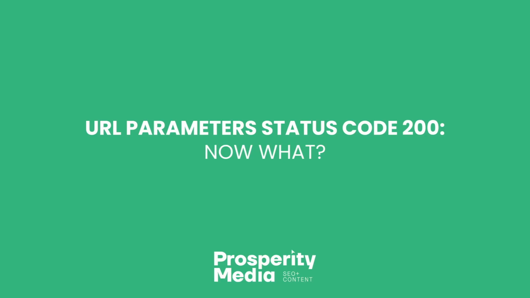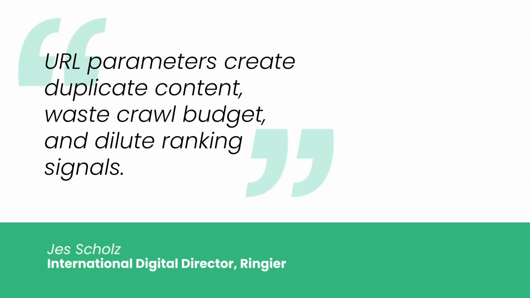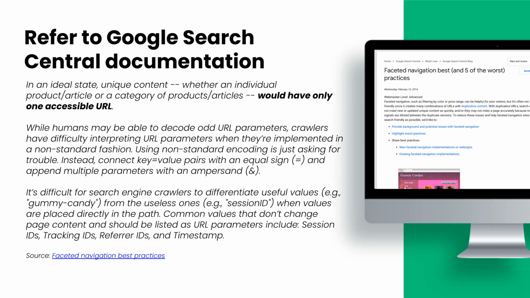So now that you've found them, what should you do? Well, here's a quote from Jess Schultz, identifying what the problem is. URL parameters create duplicate content, waste crawl budget, and dilute ranking signals. And so let's refer to, I guess, the gatekeepers, Google. What do they say about URL parameters? Well, in an ideal world, unique content, whether an individual product, article, or category, would have only one accessible URL, but we don't live in this fairy tale, do we?